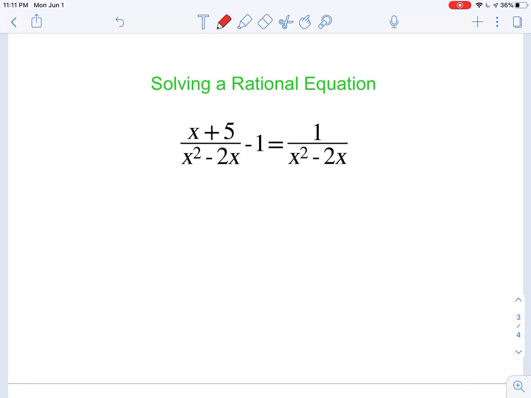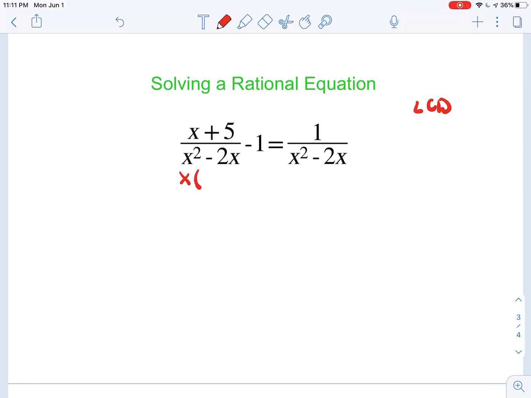All right. So now in this particular example, we actually have a denominator that is factorable. My recommendation will be to always factor those denominators first because it could give you a better idea of what factors need to be in my LCD.